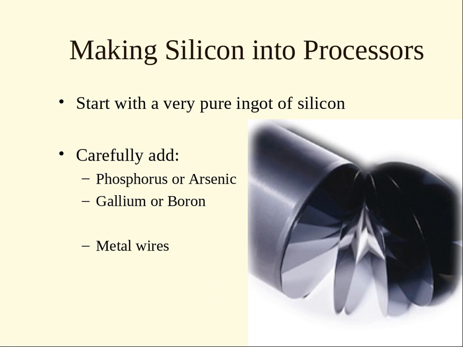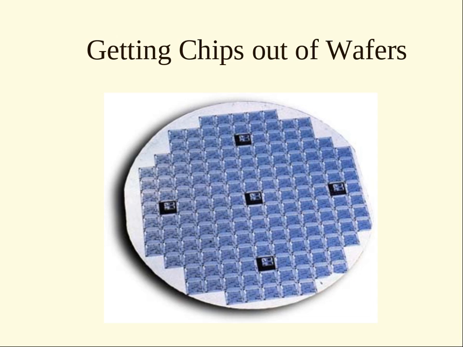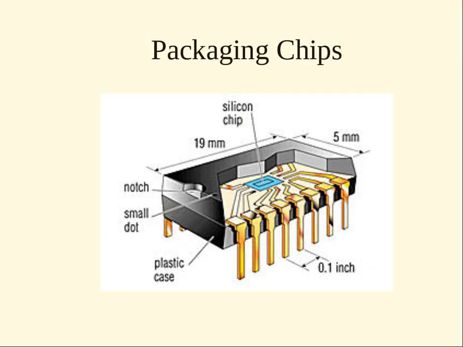All right, real quickly. So one way to make a processor is start with a very pure silicon ingot, aka a cylinder. Slice it up, add some phosphorus or arsenic and gallium or boron, add some metal wires, and boom, we're done. We have a processor. We just have to add it the correct way, of course. So we talked a little bit about how on your silicon ingot, you have your chips that you can cut off, and then you can package them.